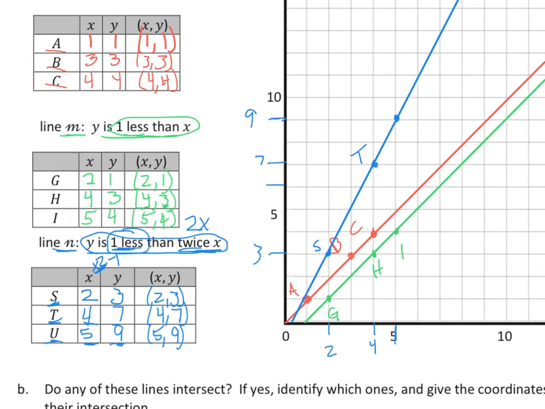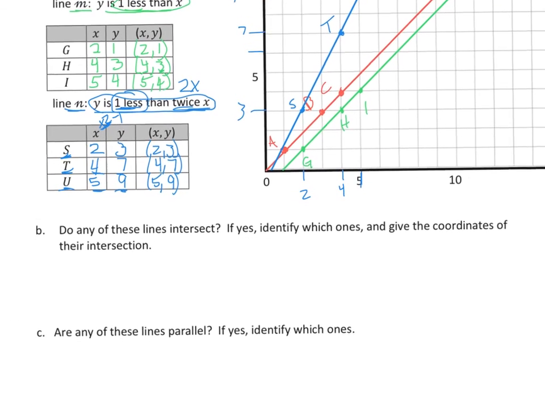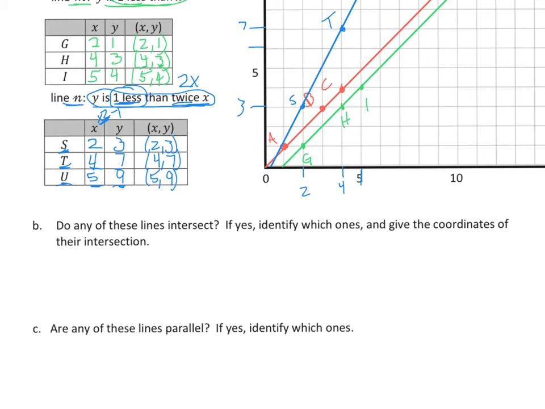And I have a few questions that I want to take a look at, and I'll try to answer a few of them. B says, do any of these lines intersect? If yes, identify which ones, and give the coordinates of their intersection. So when I look at the intersection, I do see one, and it's taking place right there. My lines are drawn a little off, but it should be intersecting right about that point. So I see that lines N and L are going to intersect at 1, 1.